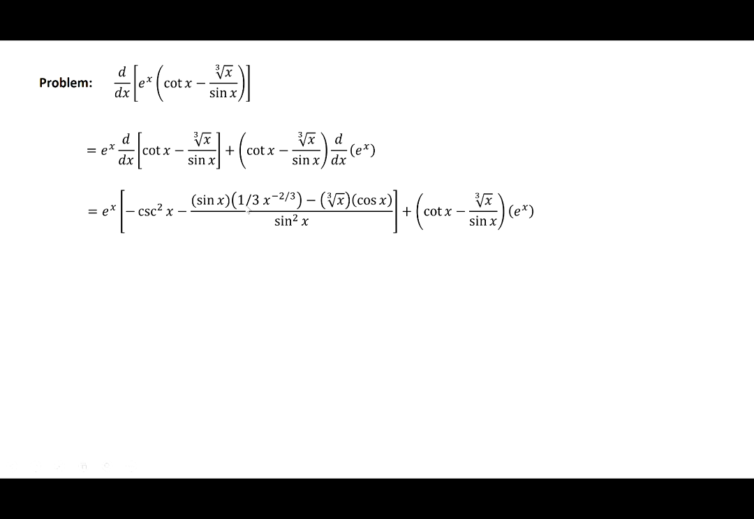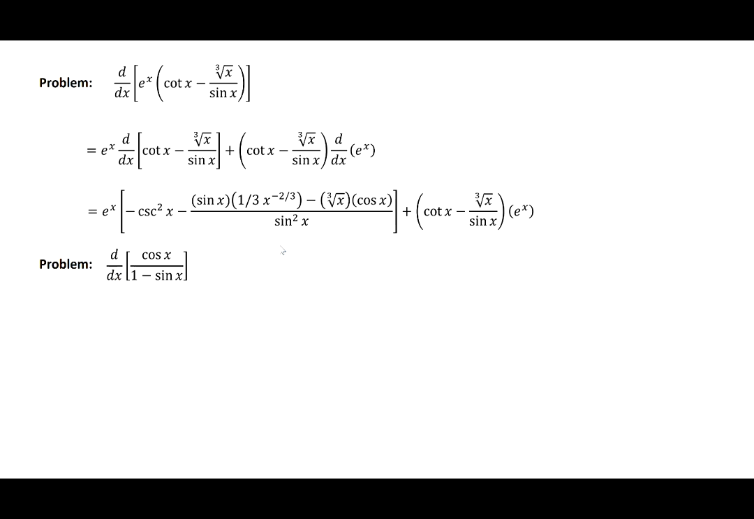So the derivative of x to the 1/3 is 1/3 x to the 1/3 minus 1, and 1/3 minus 1 is negative 2/3. Okay, sin x times 1/3 times that thing, minus the numerator times the derivative of the denominator, over the square of the denominator. And for this part, d dx of e to the x is e to the x. You don't need to simplify this. This is perfectly fine if you leave the answer this way.